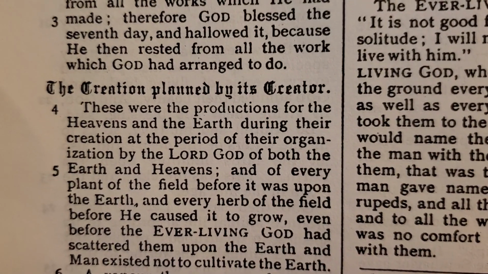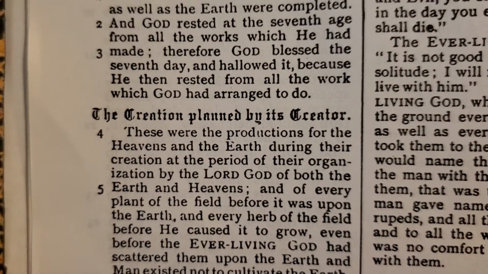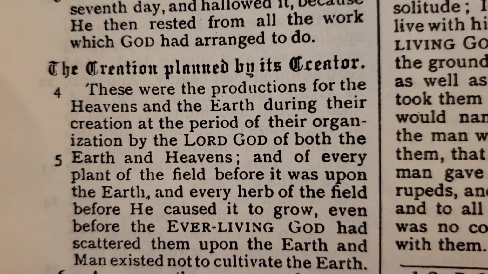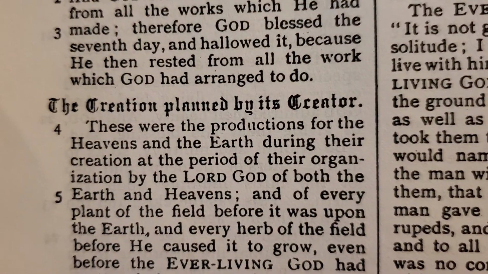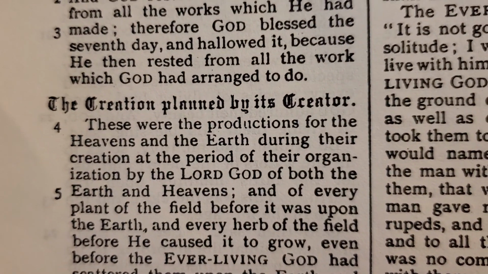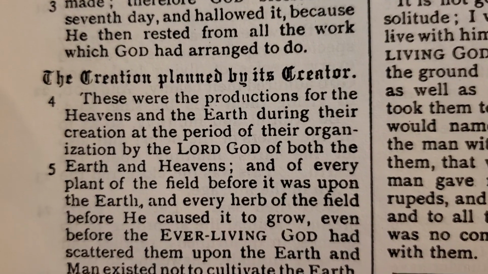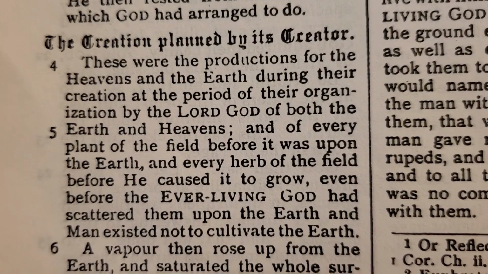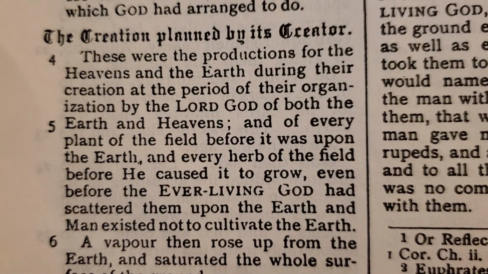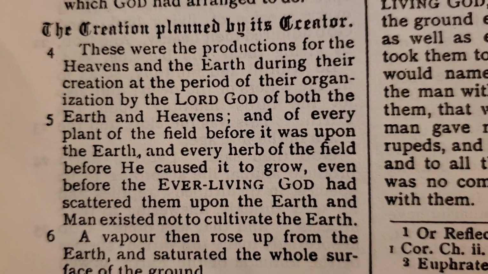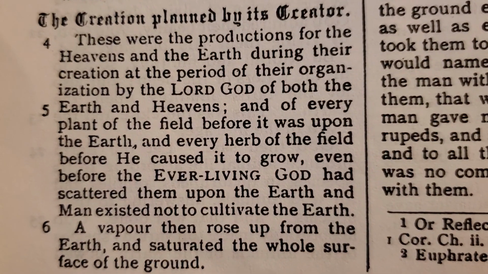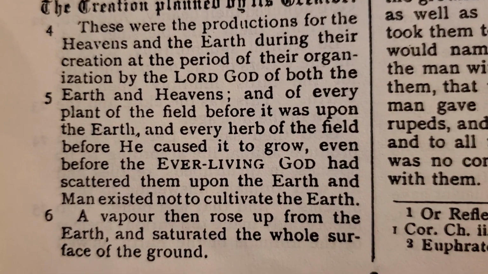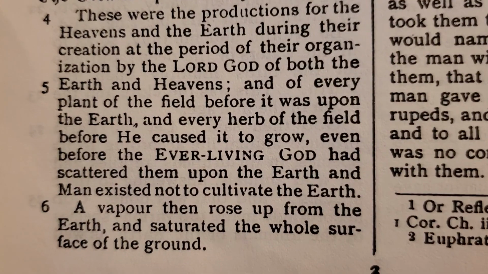So I'm still in Genesis, as early as I'm on page 2. So this is the first time that I also saw the word ever living. So the creation planned by its creator. These were the predictions for the heavens and the earth during their creation in the period of the organization by the Lord God of both the earth and heavens, and of every plant of the field before it was upon the earth, and every herb of the field before he caused it to grow, even before the ever-living God had scattered them upon the earth, and man existed not to cultivate the earth.